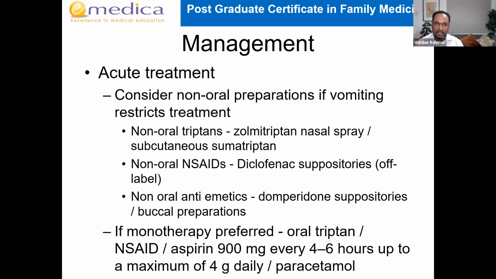In children that have migraine, the first line would be just a simple analgesia, either paracetamol on its own or NSAID on its own. If that doesn't work, then nasal triptans are preferred in children 12 to 17 rather than oral. The research suggests that it works better in this age group.